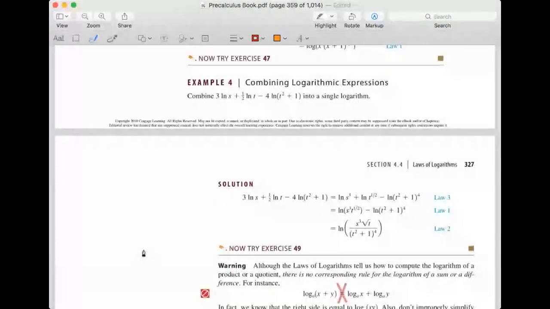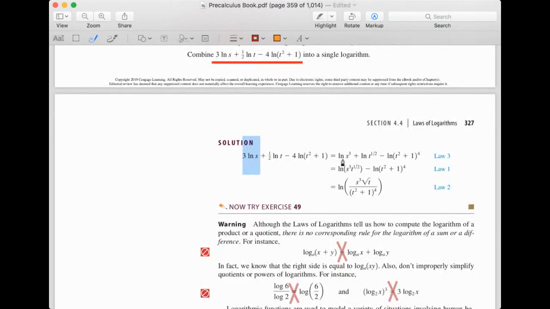Okay, let's see example 4. We want to combine the three terms into a single log. So we have 3 log terms here, and we want to combine them into one. Before ln we have 3, so we move this 3 to be the exponent of s. The second one has a half in front of ln, so we move this half back to t raised to the half. And we have this 4, which we can move back to t squared plus 1 raised to 4.